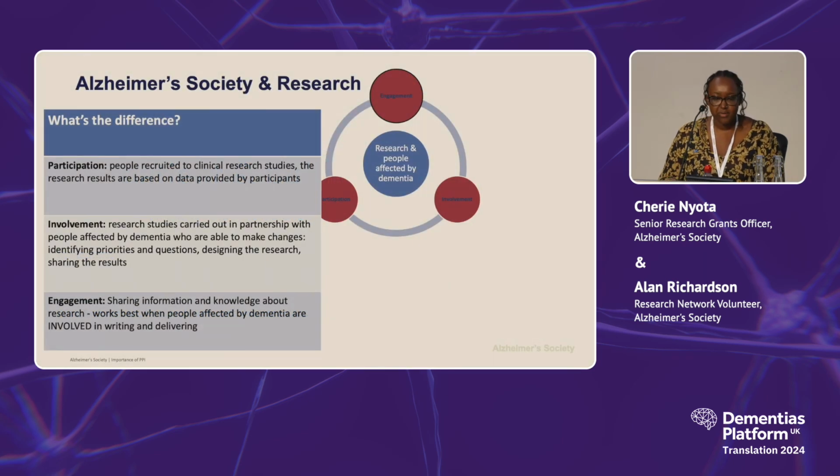Firstly, I'll go into the Alzheimer's Society and research and the difference between these three areas of involvement. We've got participation. That's where people are recruited to clinical research studies, and the research results are based on the data that they provided. We've got involvement, which is research studies that are carried out in partnership with people affected by dementia. And then we've got engagement, which is sharing information and knowledge about research. It works best when you involve people affected by dementia when sharing those. These terms can be used quite interchangeably, and we just want to make sure that everyone understands exactly the three different terms that we're referring to.